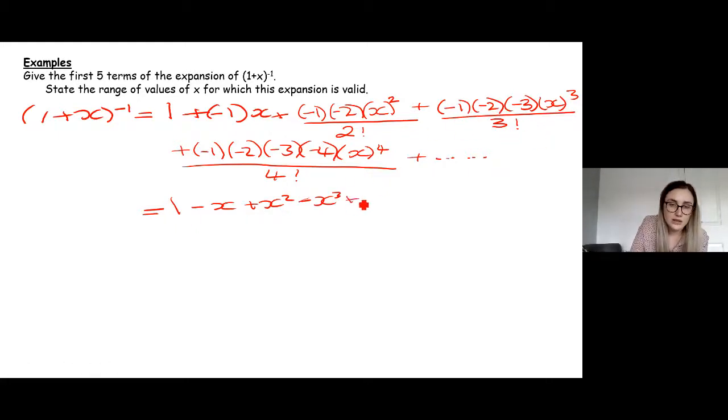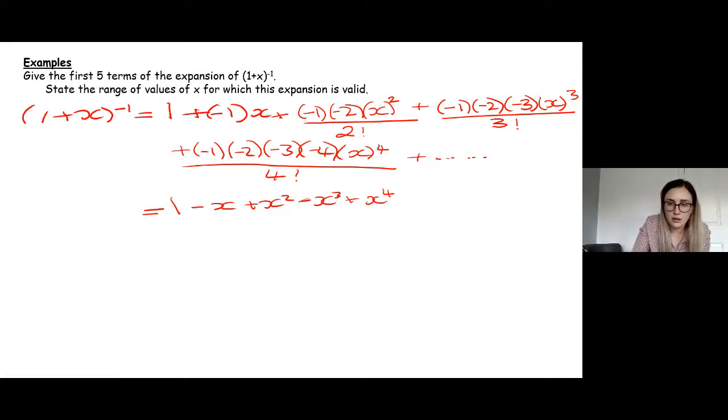And the next one, we've got 1 times 2 times 3 times 4, and on the bottom it's going to be 1 times 2 times 3 times 4. Once again, they're all going to cancel. Because there are 4 minuses this time, it's going to be a positive x to the power of 4. So that's going to be our expansion for this one.